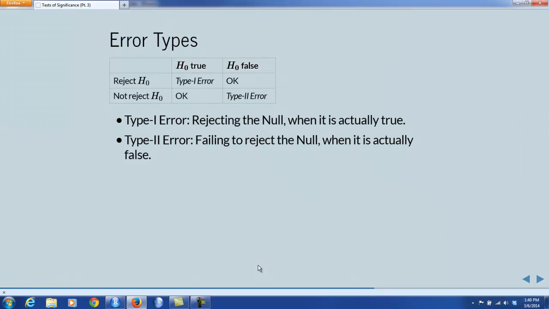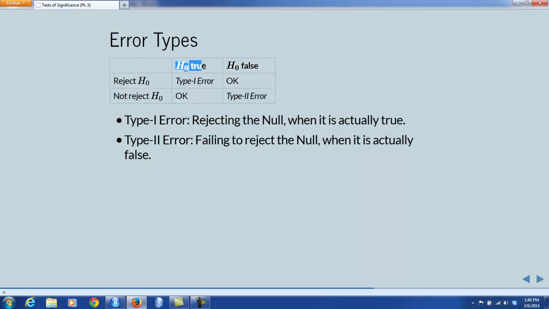Here are the types of error that you can make. There are two things you can decide to do in step 4 of a test of significance. You can decide to reject the null hypothesis, or you can fail to reject the null hypothesis. Those are your decisions. But also, there are two ways the world could be. It could be that the null hypothesis is true, and it could be that the null hypothesis is false. Either the population mean mu has the value that the null believes it has, or mu does not have that value.